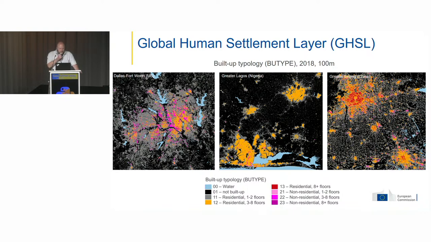The other data set here is the built-up typology, which is available at 100 meters, and so it's spatially aggregated and also semantically a little bit. So still residential versus non-residential, and some vertical component expressed in number of floors. This is a quick overview of the data that has been produced in the Global Human Settlement Layer project over the last 10 years.